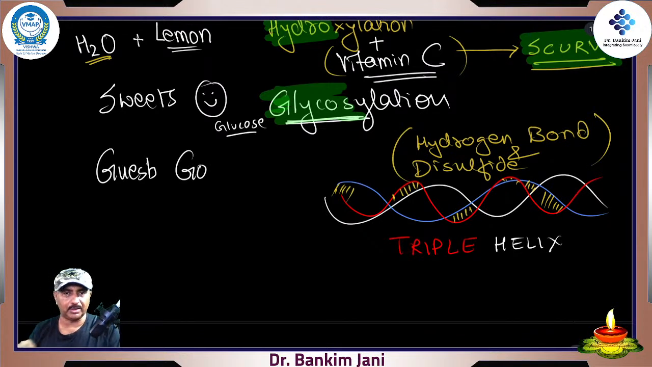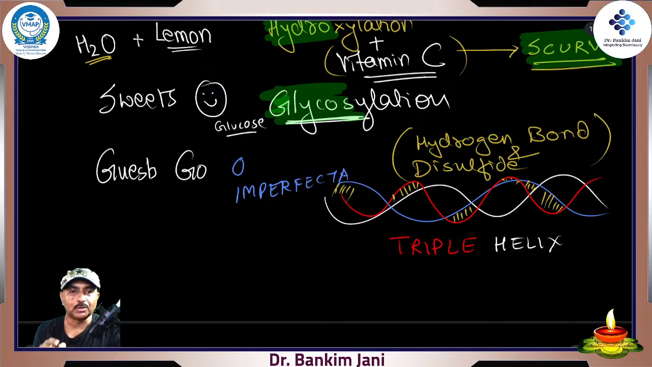What if this bond is not created? Well, if the bond is not created, then, theek hai, I'll be okay, but our bonding would be imperfect. It won't be that strong. Here is the thing. It leads to a condition called imperfecta. Name is there, right? Imperfecta, osteogenesis imperfecta. That is the formation of bone which is not perfect, right?